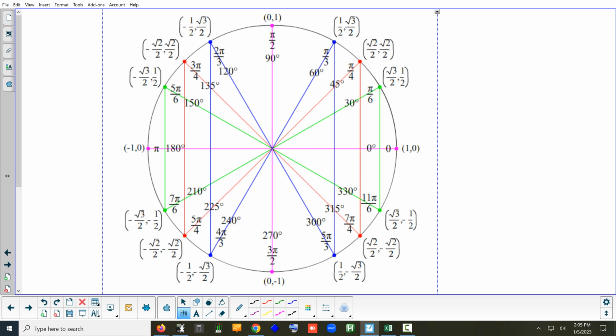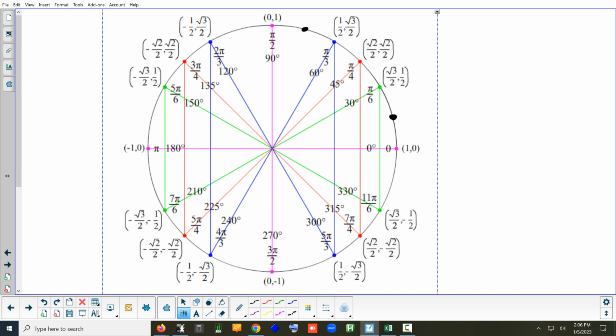So if you count it up, there's 3, 6, 9, 12. Those are your 30s, 60s, and 45s. And then 13, 14, 15, 16. So there's 16 different points that we studied on the unit circle. And notice there's a gap. We didn't do this one, and we didn't do that one in every quadrant. Those are the 15s, like 15 and 75. It's just not something that we look at in this class.